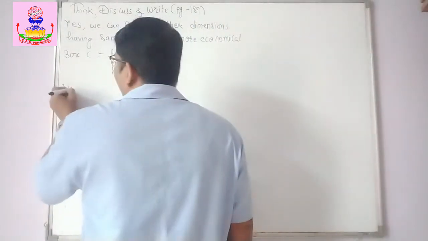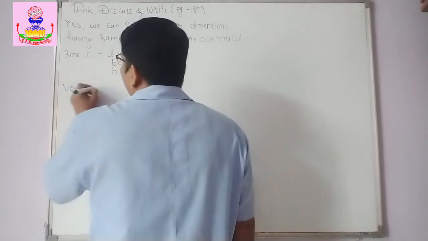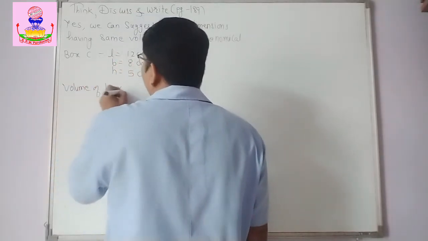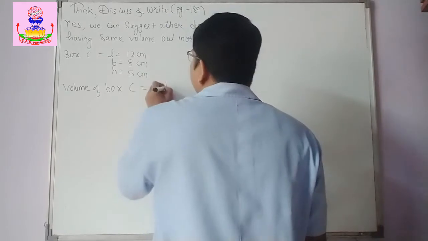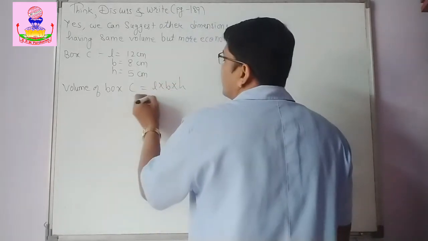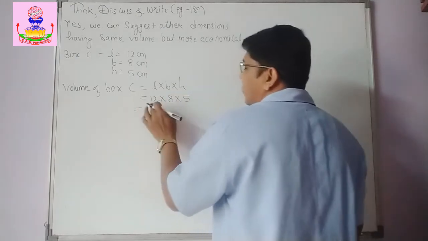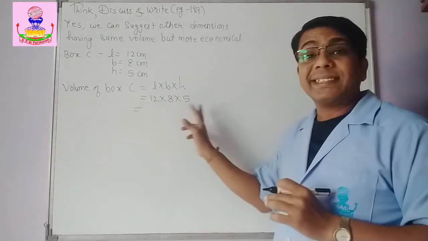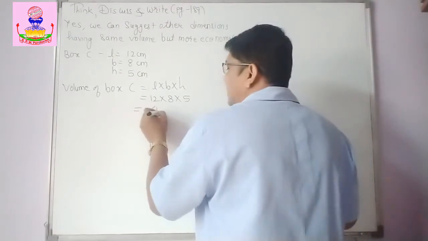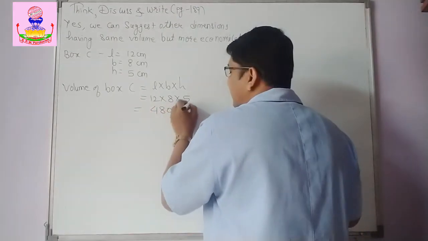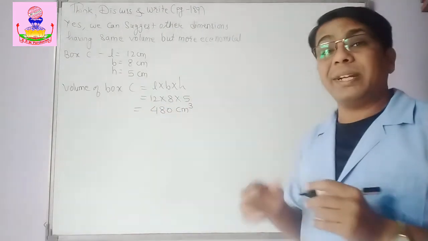So let us first find out the volume. Let us check whether it is same. So volume of box C. So length into breadth into height. Okay. So length is 12, breadth is 8, height is 5. So 12 5s are 60 and 8 6s are 48. So 480 cubic centimeter. So volume is same.